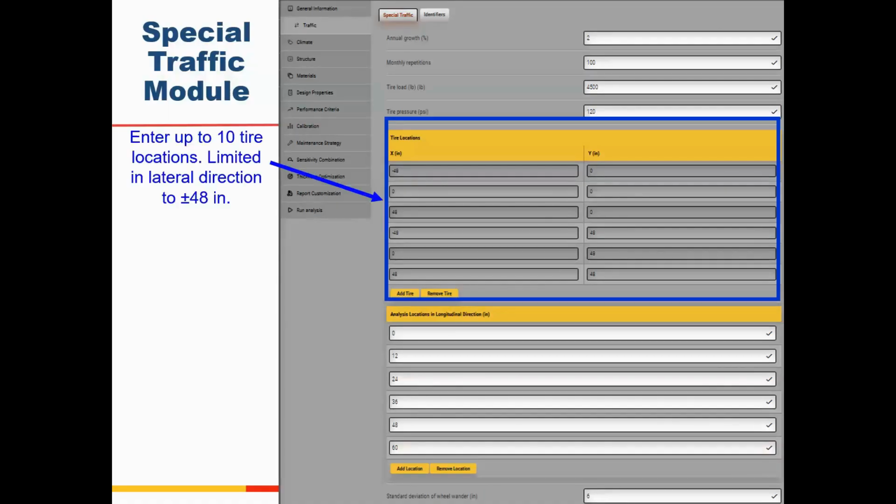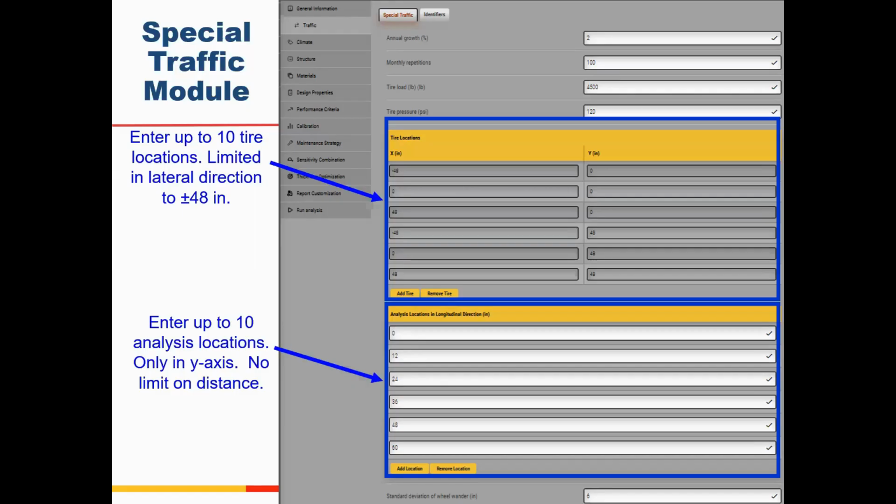So here we go. We've got the tire locations, so you can enter up to 10 different tire locations. You have a maximum number of 10 tires you can model in the special traffic module. You are limited spatially to plus or minus 48 inches in each direction. So plus 48 to minus 48 along the x-axis, plus 48 to minus 48 along the y-axis, which gives you an 8 by 8 foot square. So that's what you have to play in when you're locating tires.